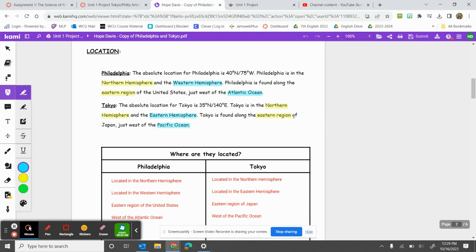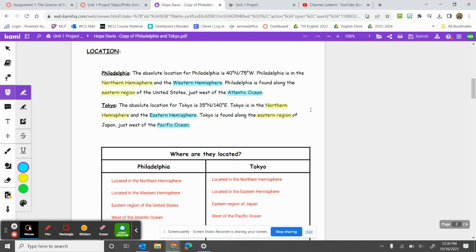If we read through this, Philadelphia. The absolute location for Philadelphia is 40 degrees north and 75 degrees west. Philadelphia is in the northern hemisphere and the western hemisphere. Philadelphia is found along the eastern region of the United States, just west of the Atlantic Ocean. Tokyo. The absolute location for Tokyo is 35 degrees north, 140 degrees east.